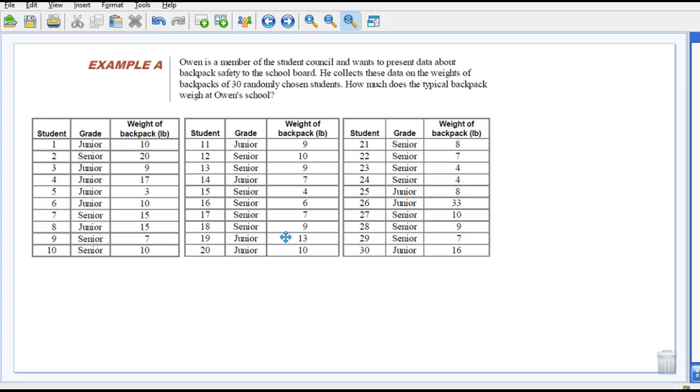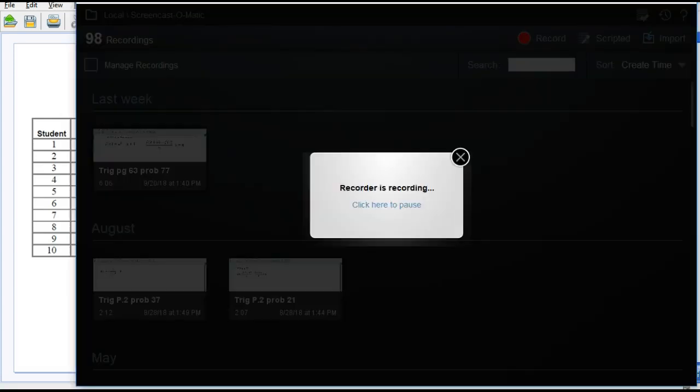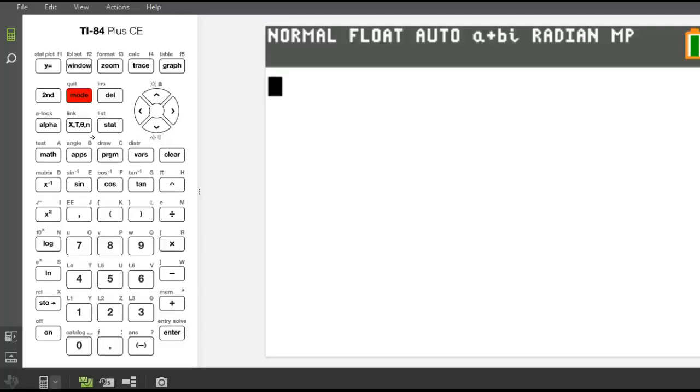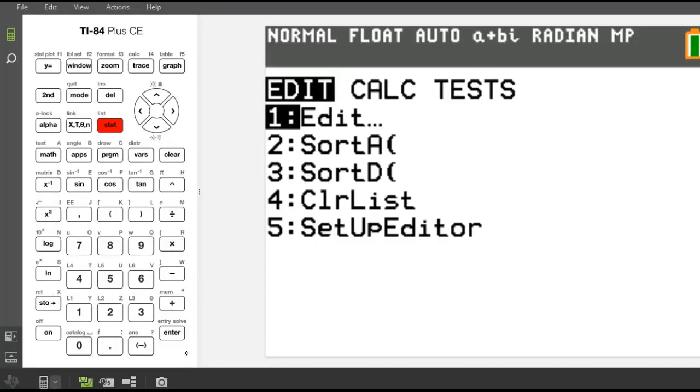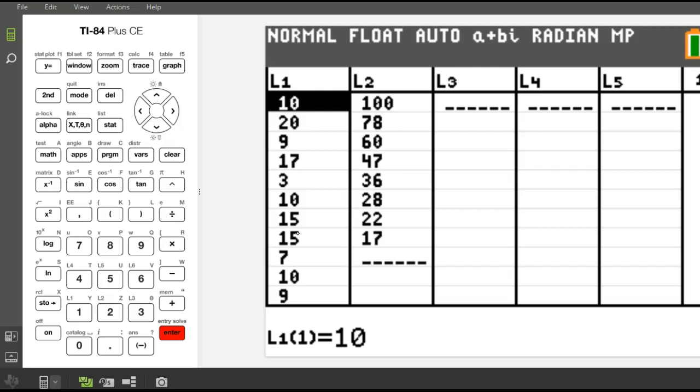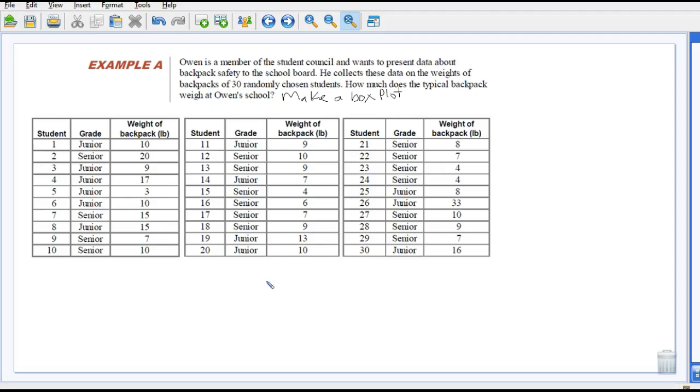And also what we're going to do is we are also going to make a box plot. So what we're going to do is plug all of this into our calculator. So you go to your calculator. We go to the calculator, you hit Stat, you hit Enter, and then you enter all of the data into list 1. Now, I did that already for us, so that way you wouldn't have to sit here and watch me put all this stuff in.